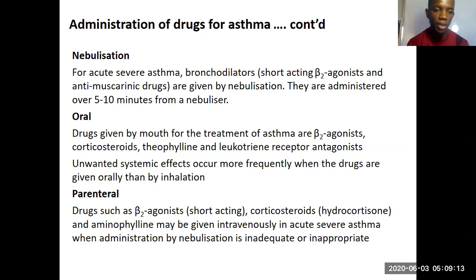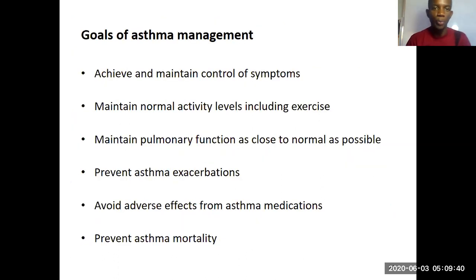Then we have parenteral, which means any other route apart from the oral route. Okay? Drugs such as the beta-2, the short-acting, to be specific, the corticosteroids, which is the hydrocortisone, and aminophylline may be given intravenously in acute severe asthma when administration by nebulization is inadequate or inappropriate.